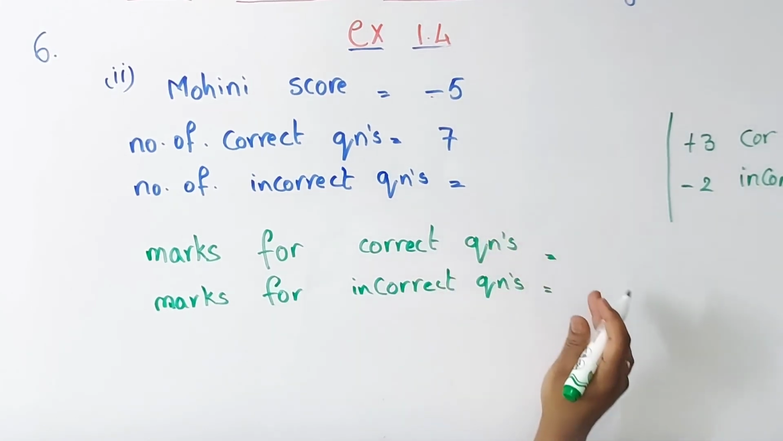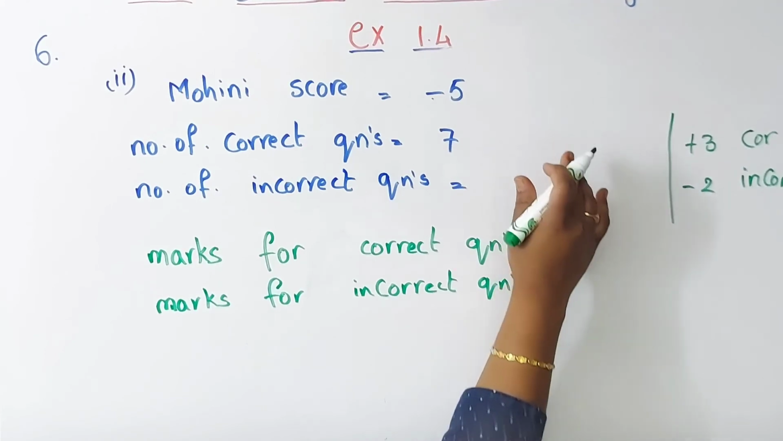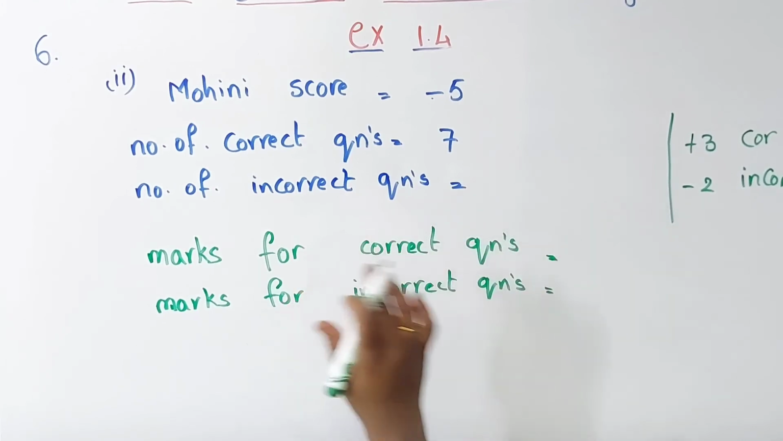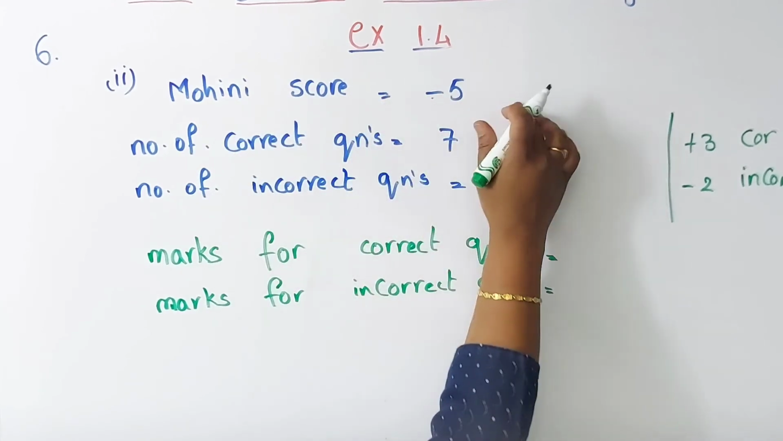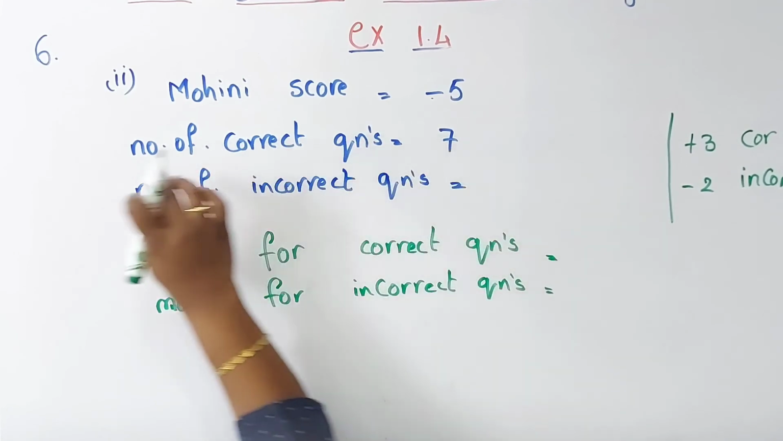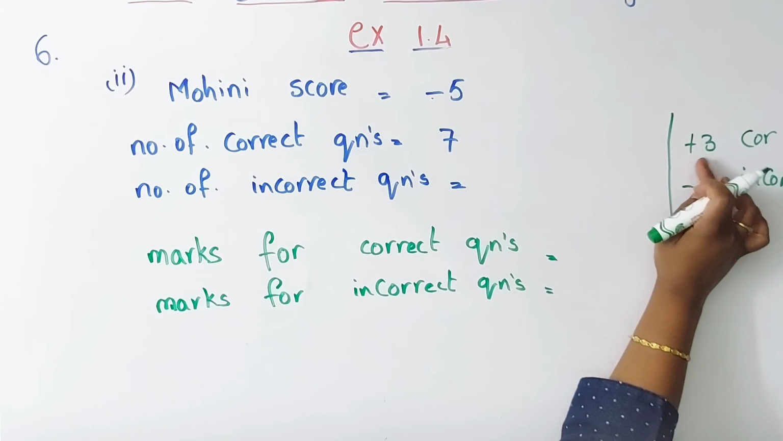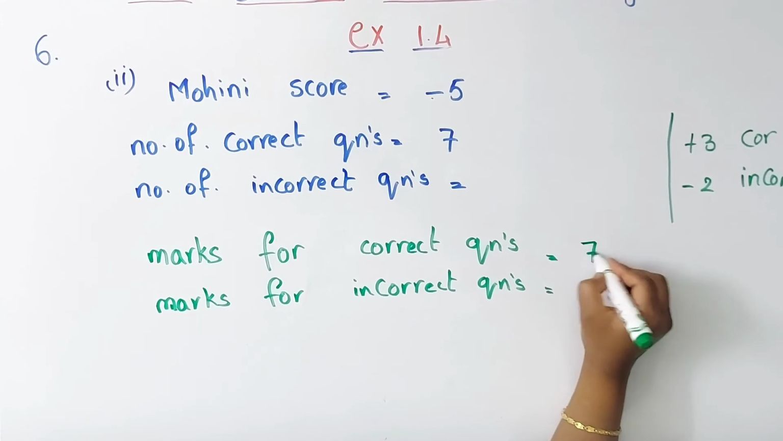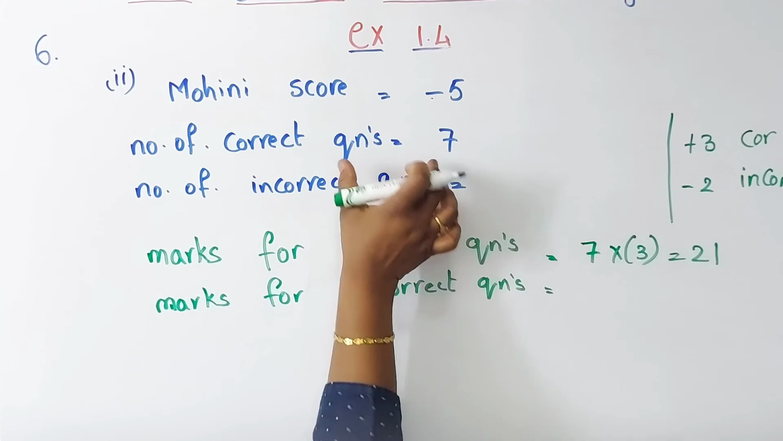In the same question, they have given the second question. Mohini scores -5 marks in this test. She has got 7 correct answers. How many questions has she attempted incorrectly? So here Mohini's total marks is -5. Number of correct questions they have given is only 7. So for one correct answer, how many positive marks? It is +3. So marks for correct questions, 7 into 3, children. That is 21 marks she got for correct answers.